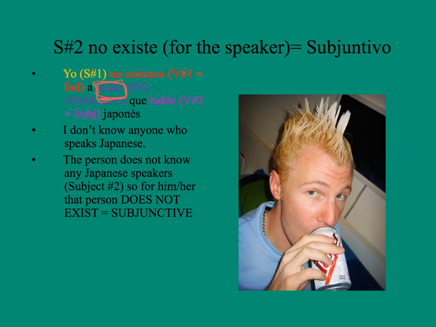Again, suspend your logic, okay? Obviously, there are many Japanese speakers in the world. There's a whole country called Japan, where Japanese is the official language, okay? However, the person speaking, this yo, that's my speaker, and their perspective is I don't know anybody that speaks that language. So because that person who speaks Japanese is unknown, I got to use subjunctive, okay? I know, it's a little weird, but it's formulaic. Once we do enough practice, you'll be pretty comfortable with it.